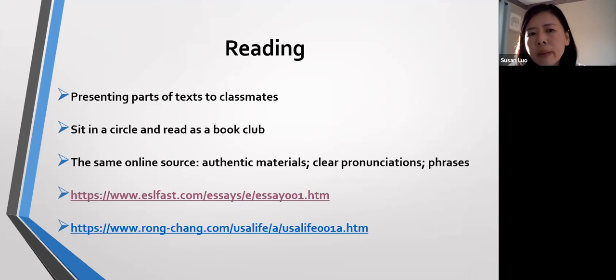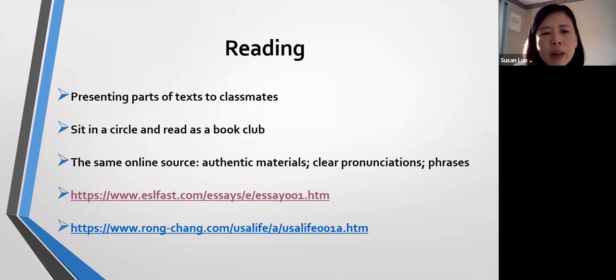Number two, when we are teaching students in person, we can ask students to sit in a circle and read as a book club. So make the reading a little bit more fun and encourage them to read aloud. When you are sitting in a circle, everybody can see each other. So if one of the students is absent-minded, it's very obvious. This way you force your students to fully engage in the reading activity.